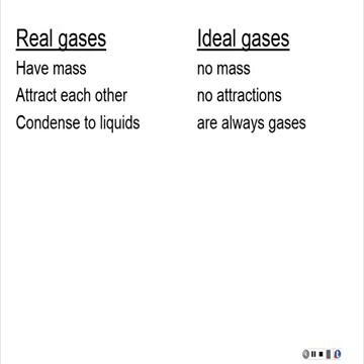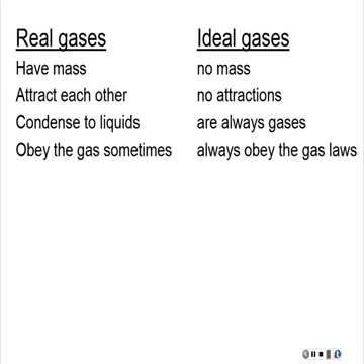A real gas could condense to a liquid if you cooled it enough or pressurized it enough, whereas an ideal gas would never change to a liquid, no matter how much you pressurized it or cooled it. Real gases obey the gas laws sometimes, just like you obey laws sometimes, but the ideal gases would always obey the gas laws under all conditions. So under what conditions would real gases not obey the gas laws? Well, anything that puts the particles close enough together would cause them to not obey the gas laws. That means high pressure or low temperature.